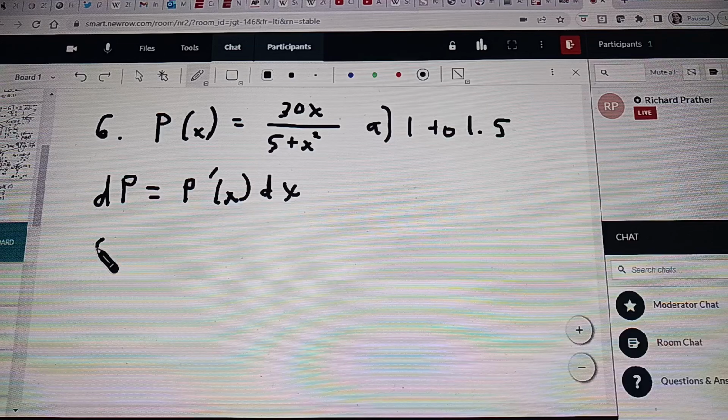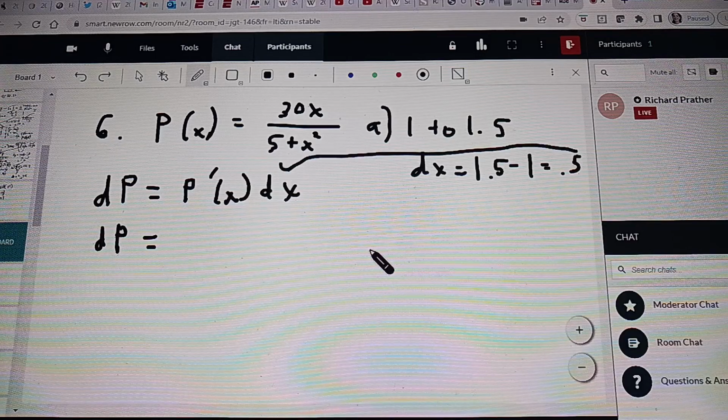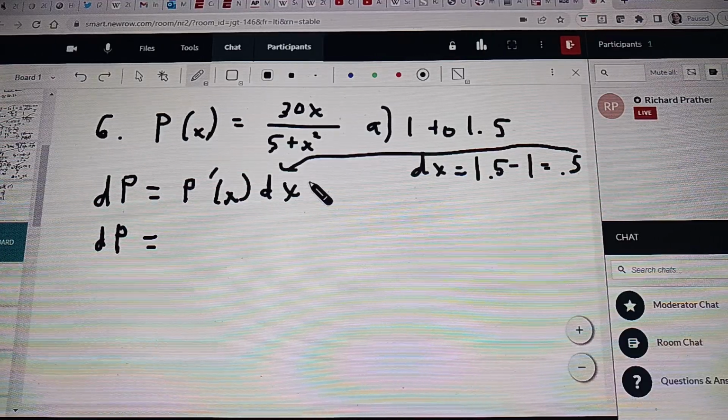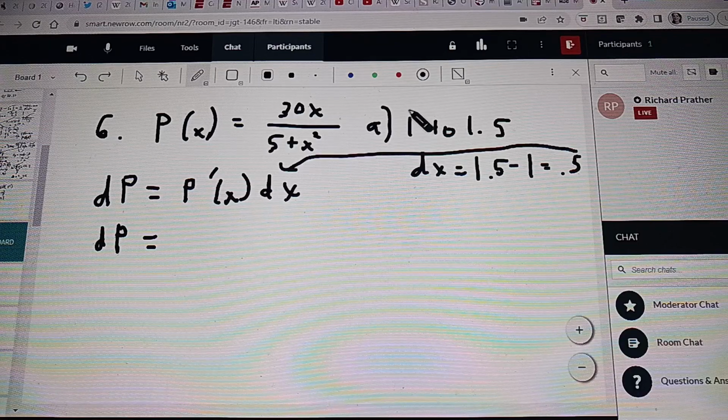Okay, so first I'm going to need to know what's the derivative of the original function. And then dx is going to be 1.5 minus 1, the second one minus the first one, 0.5. 0.5 is dx. That's always the easy step. So the time is changing by half of an hour. How does that affect the population? The time is increasing by half of an hour. And you're eventually going to plug 1 in right here, but we got to figure out the derivative first.